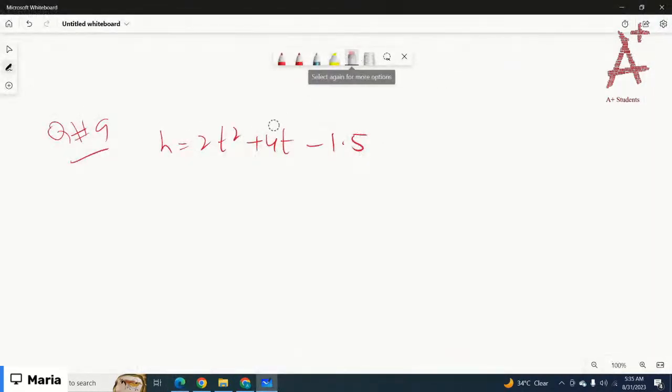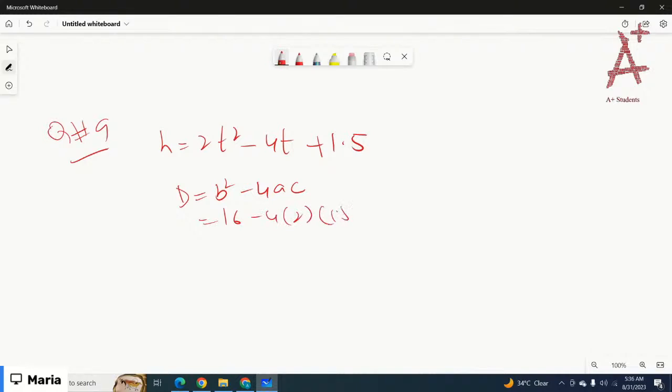Minus 4t plus 1.5. Okay, so let's just evaluate the discriminant. D equals b square minus 4ac. So b square is 4, 16. Negative 4a is 2, b is 1, c is 1.5. So it would be 16 minus 12. That would be 4. So D is greater than 0, right? That means the equation has two zeros.